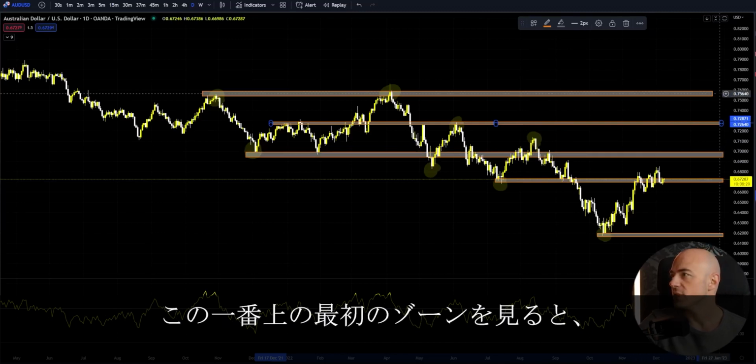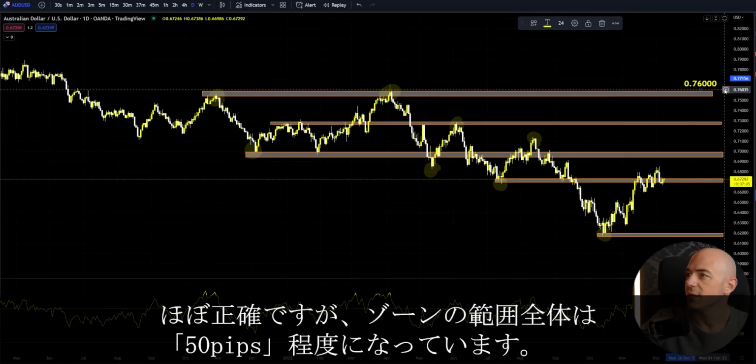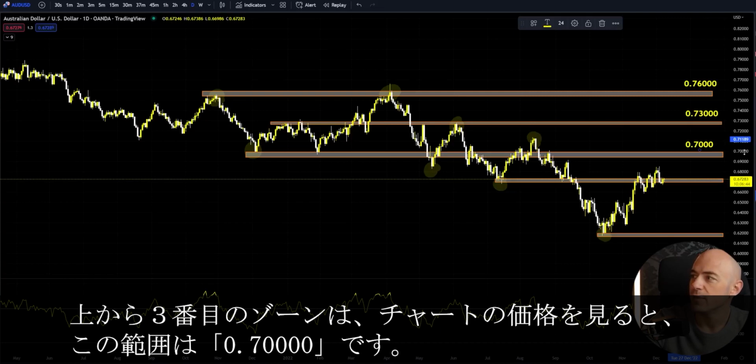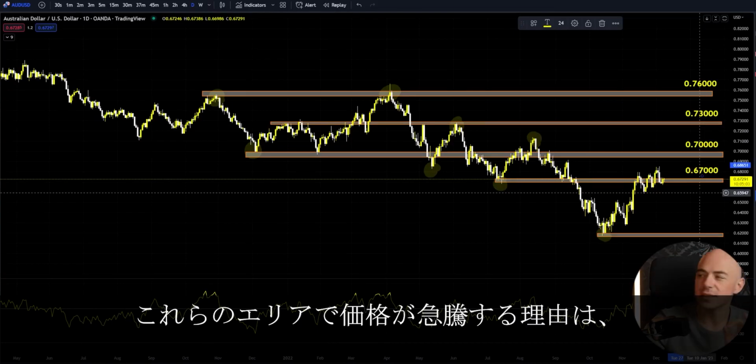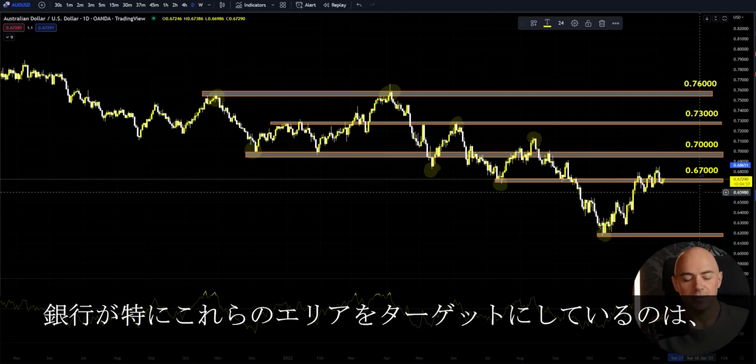So if we look at this first one, the actual price that it got this wick and dumped down from is 0.7600, almost exactly, but the entire range is like 50 pips ish. This one right here looking left is exactly 0.73000. This range right here looking at the price of the chart is 0.70000.